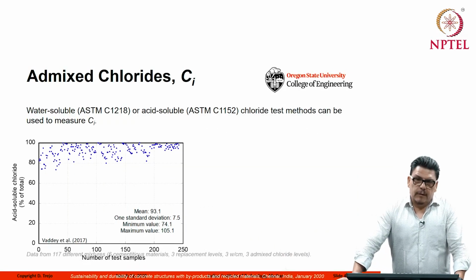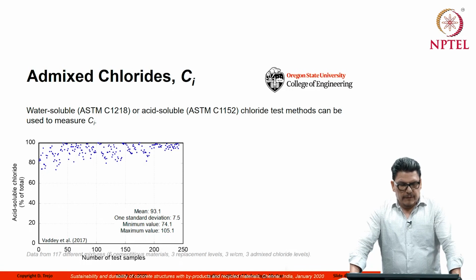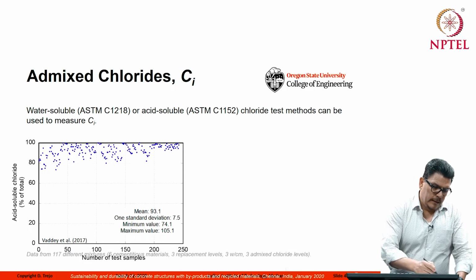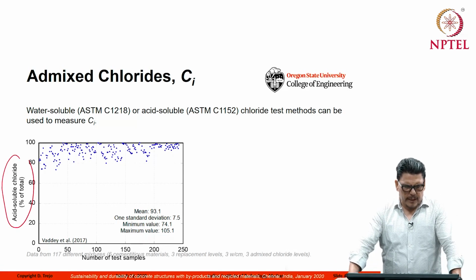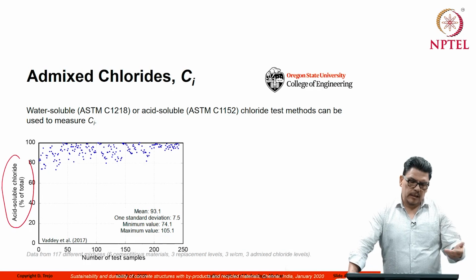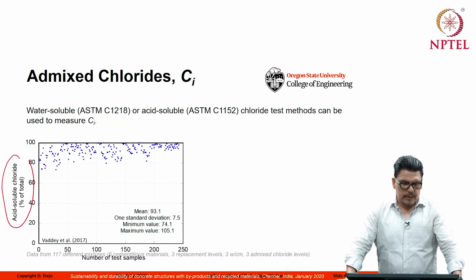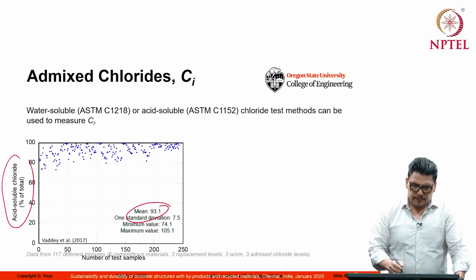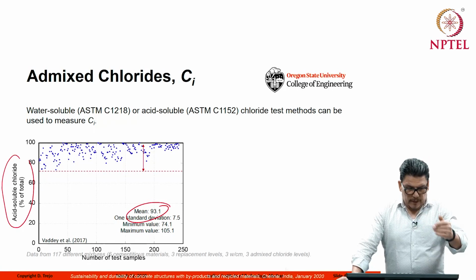The water-soluble test is ASTM C1218, and the acid-soluble test is C1152. In the acid-soluble test here, we looked at maybe 200 plus samples with a wide range of composition, and we evaluated the acid-soluble test as a percent of total chlorides. You can see that the acid-soluble test can typically go from 80 to 100%, but really it has a mean of 93%. Pretty good, almost the total chlorides. You can see the range there.